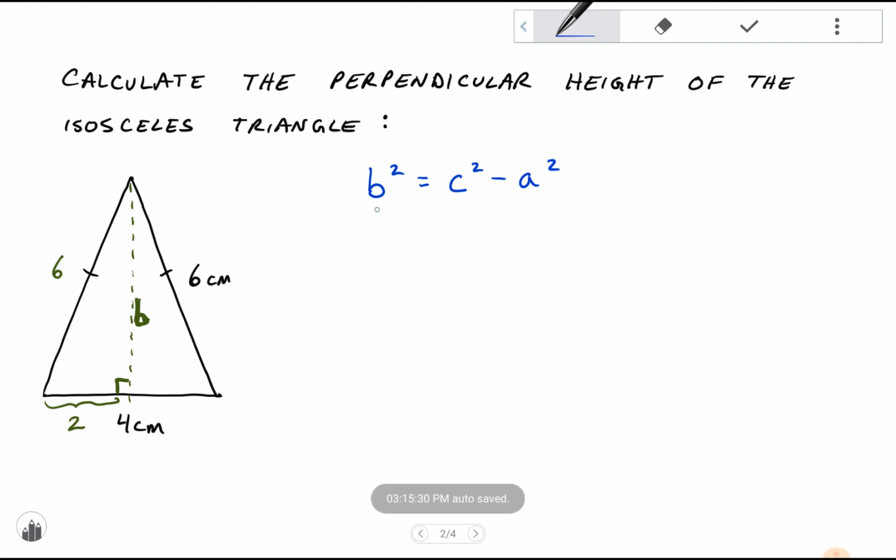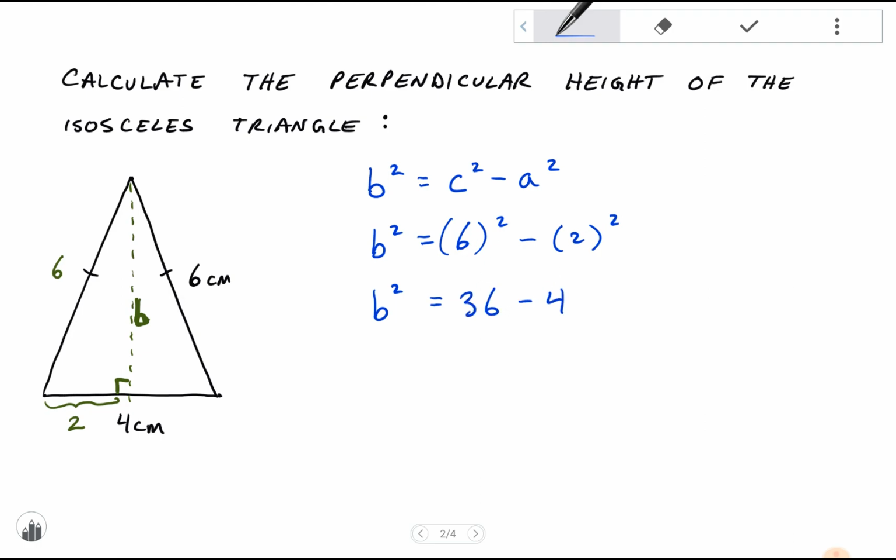So b is unknown. We're going to put in our values for c and a. So b squared equals, and c is the hypotenuse, so that's the longer side, so that's 6 squared minus a, in this case, is 2 squared. So b squared equals 6 squared, which is 36, minus 2 squared, which is 4. So b squared equals 36 minus 4, which gives us 32. We square root each side, and b equals the square root of 32, which you'll probably have to use a calculator, and you'll get 5.65685, and we can round that off and say that b equals 5.7 centimeters.